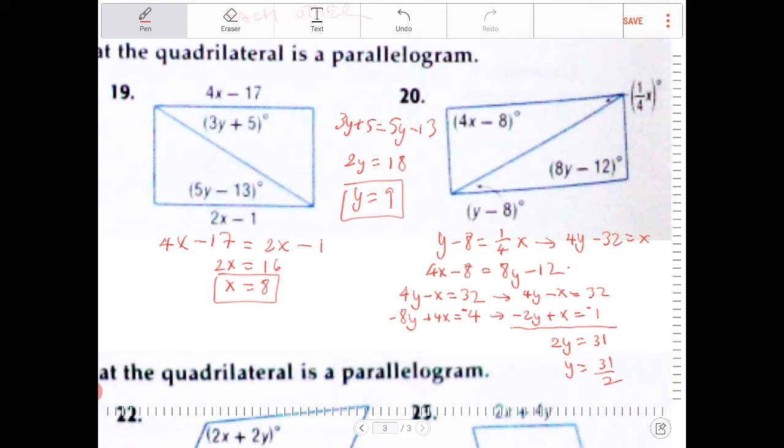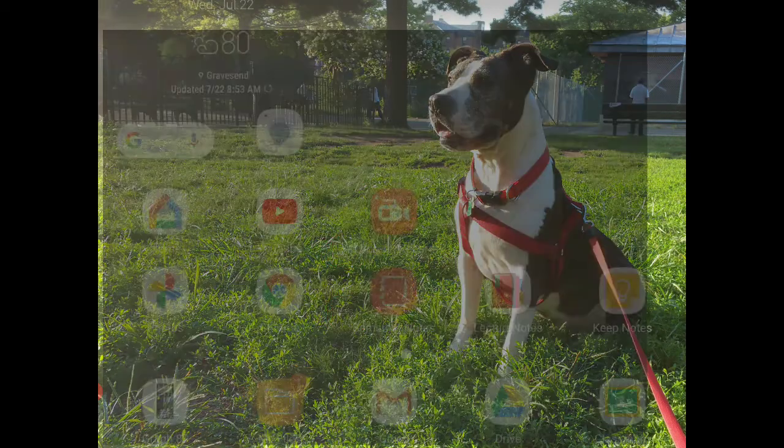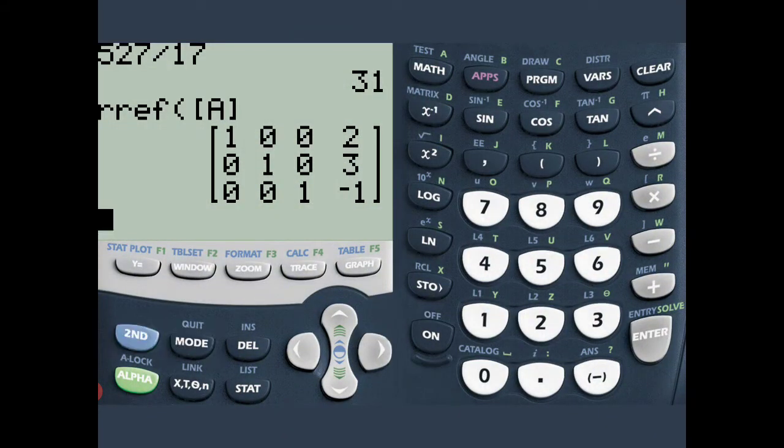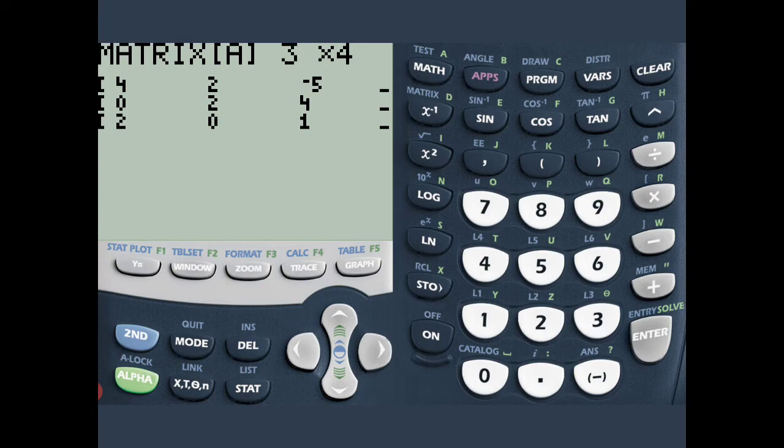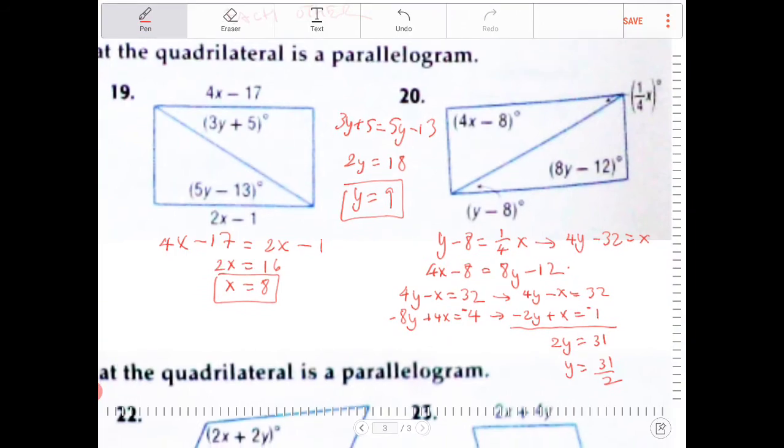So you know what? I'm just going to enter this into the calculator again. I don't know why it's not working, so I'm going to press second, matrix, X negative 1. I want to edit this. This will be a 2 by 3 matrix that I'm entering. This will be 4, negative 1, and 32. And then negative 8, 4, and negative 4.